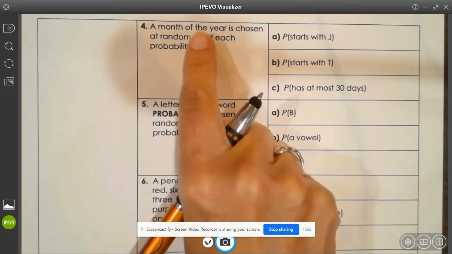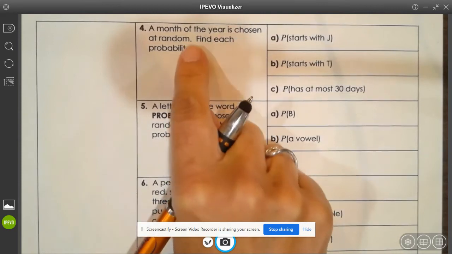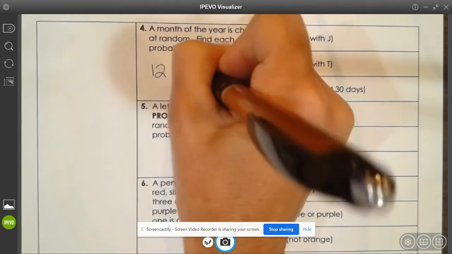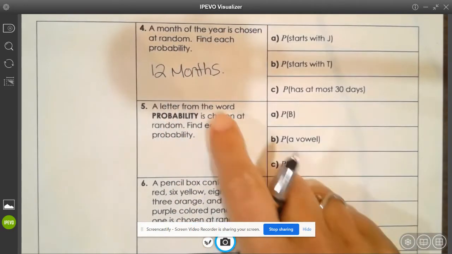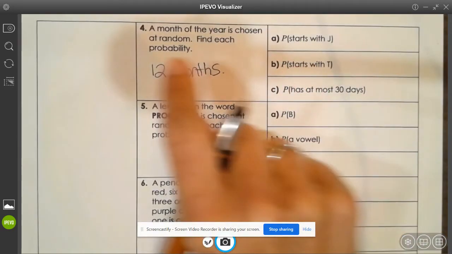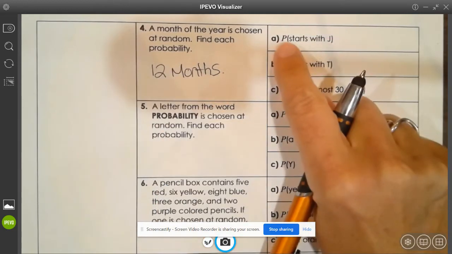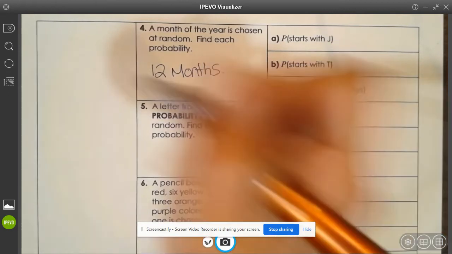So a month of the year. So we need to know how many months are in a year. We know that there are 12 months, okay? That's something that we have to know here to start this question. And that is our denominator. That's the total months. So how many months start with J? Well, let's write them up.